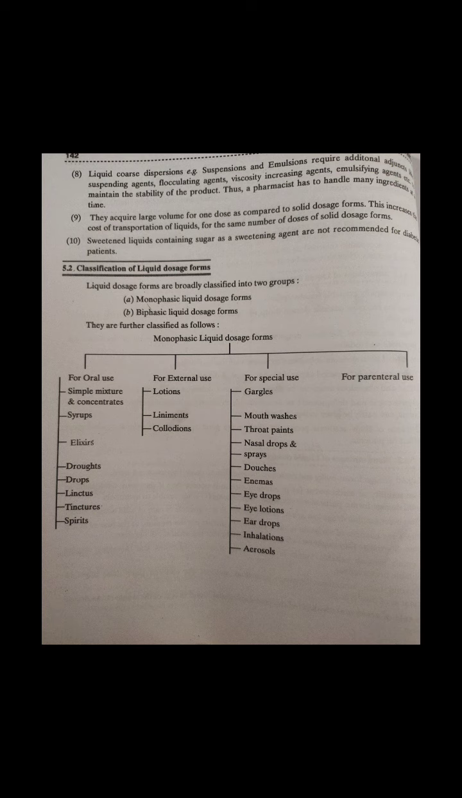The label on the container must have directions like for external use only, for use only in the nose, and number of drops to be instilled at a time. It should also contain all other necessary requirements of liquid dosage form. So next we have douches.